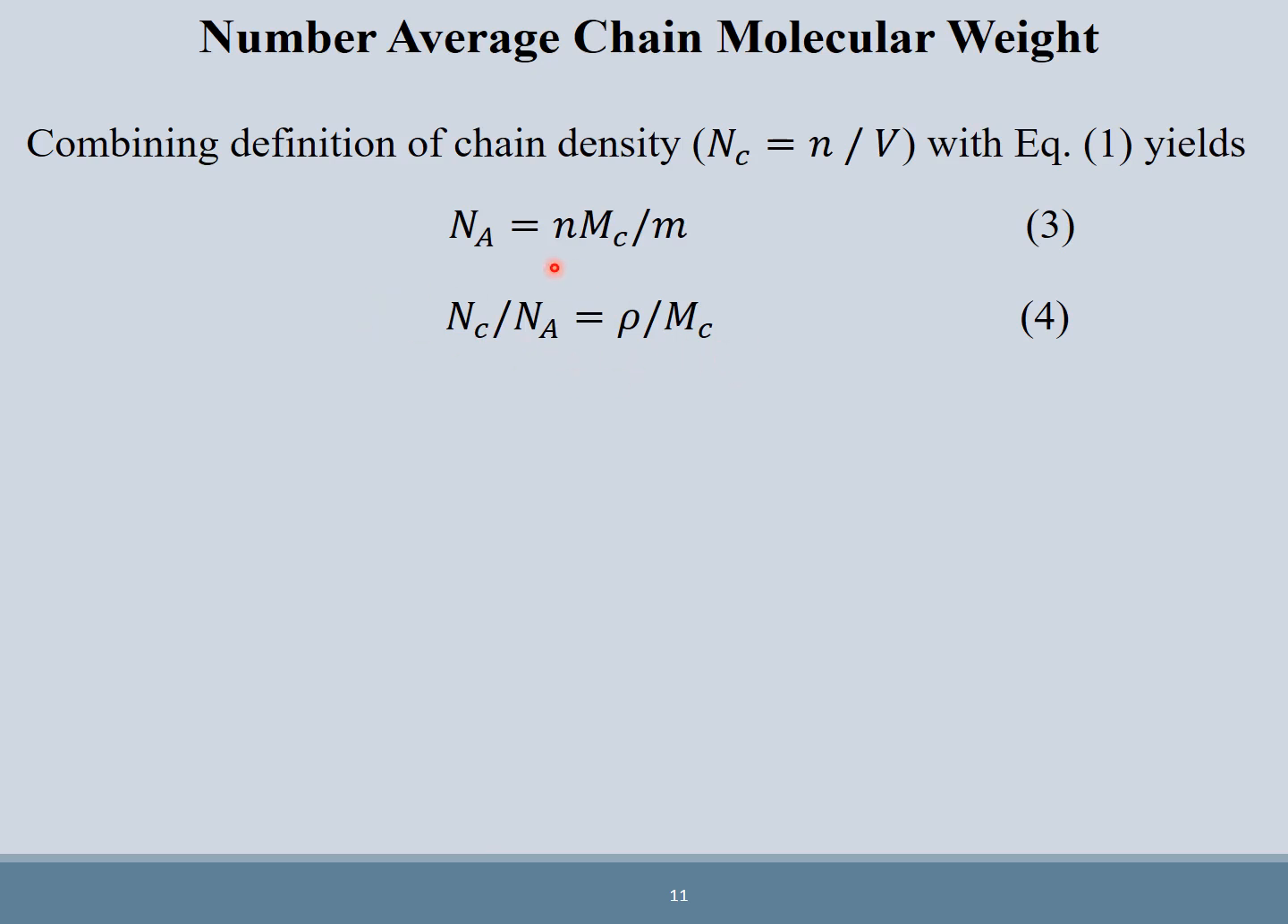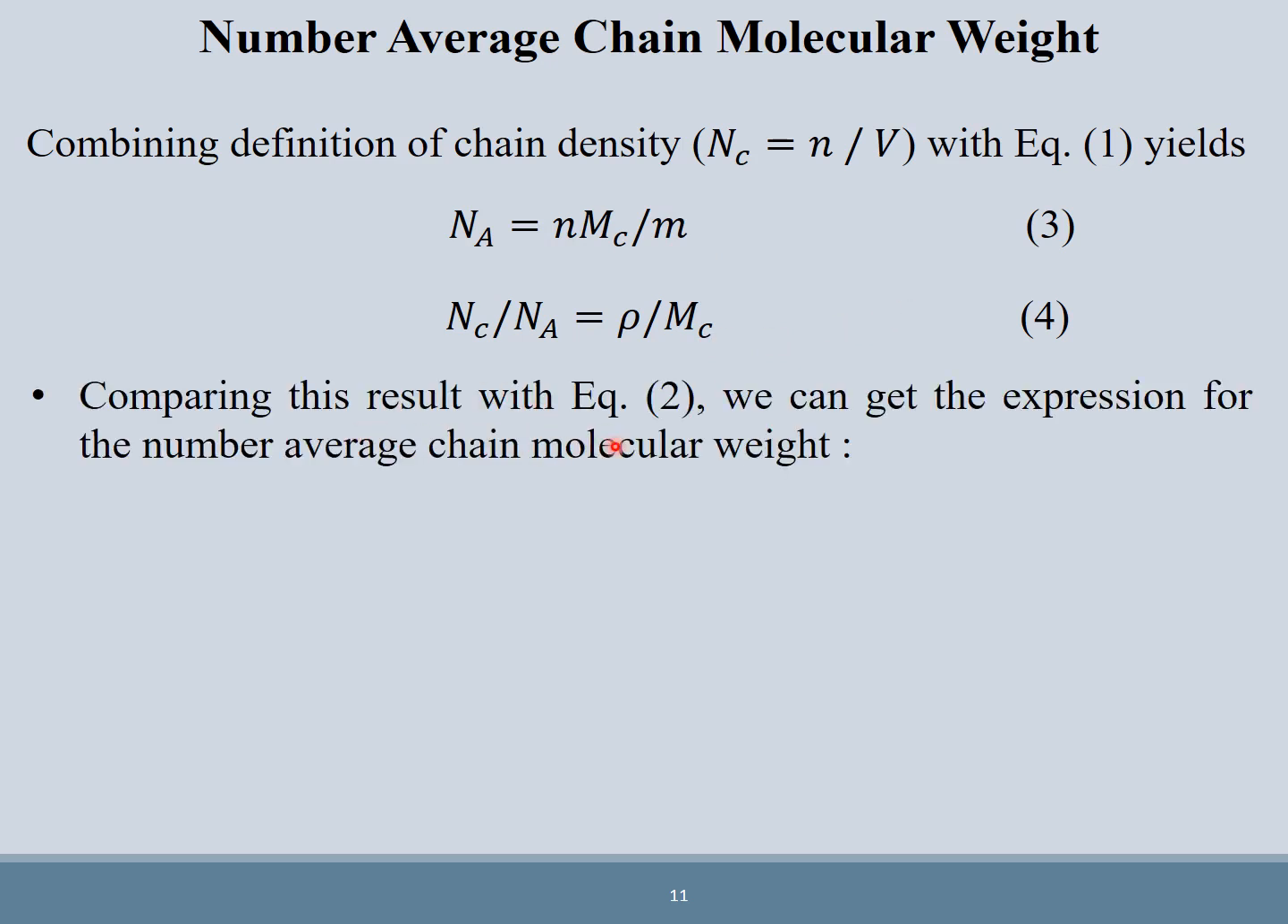How do we get this? We replace n from this equation, so small n will be Nc times V. When we put Nc times V here, we get Nc Mc V upon m, and V upon m is simply the inverse of density. So we just replace it with rho here, and we get Nc Mc upon rho is equal to Na. Rearranging, we get this relationship.